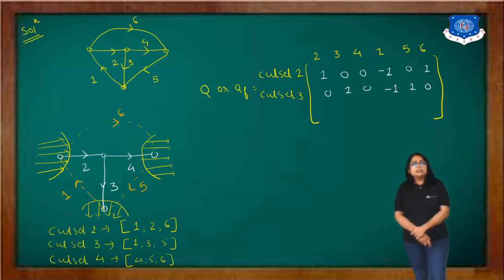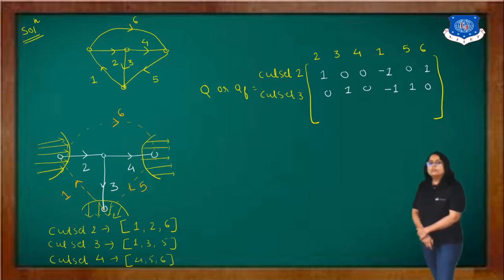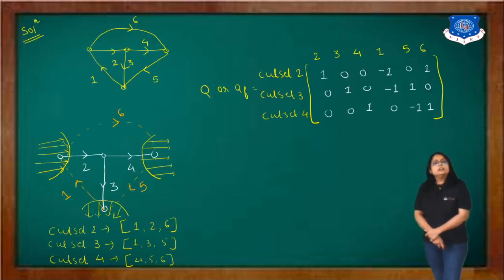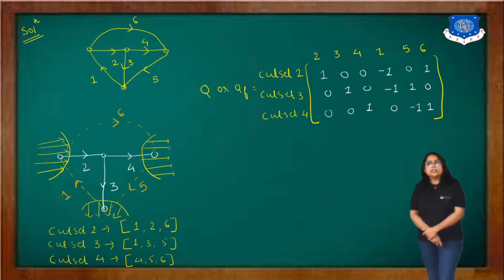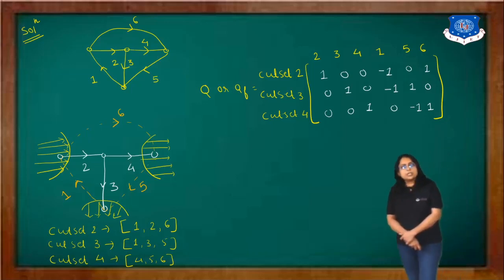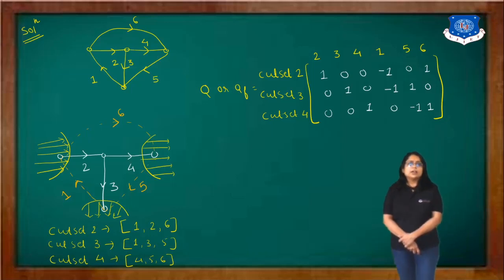Now the last cut, like this, is cut set number 4, and the branches are 4, 5 and 6. The direction of 4 and the cut is the same, so it's a plus 1. Then 6 is the same, so it's a plus 1. 5 is different, so it's a minus 1. And the remaining are 0.